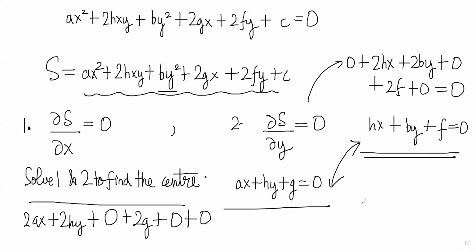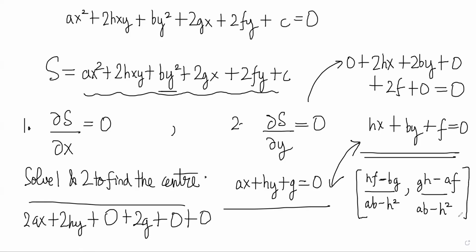By simple simultaneous equations, if you solve, you will get the point (hf minus bg) by (ab minus h square), comma, (gh minus af) by (ab minus h square). This will become the coordinates of the center. Notice that you don't have to remember this formula. What you need to do is follow this process. Just do the partial derivatives, get your equations, and from there solve for the center, right? Don't try to memorize everything.